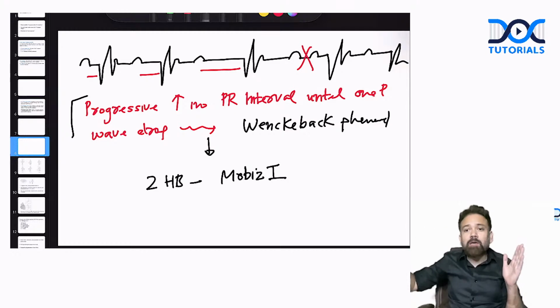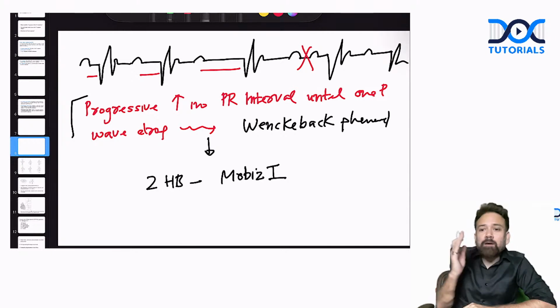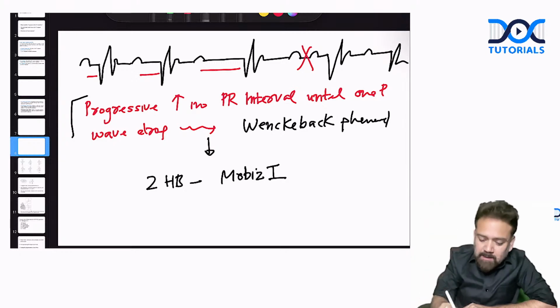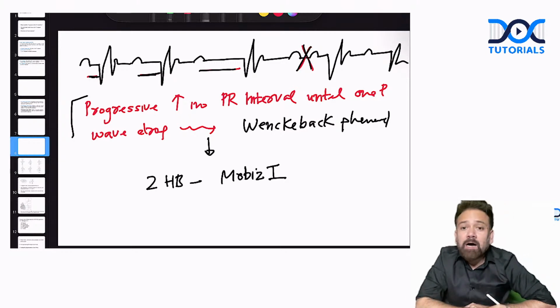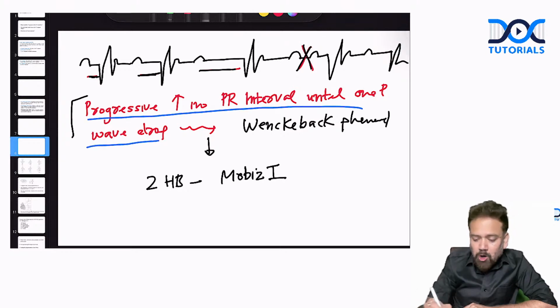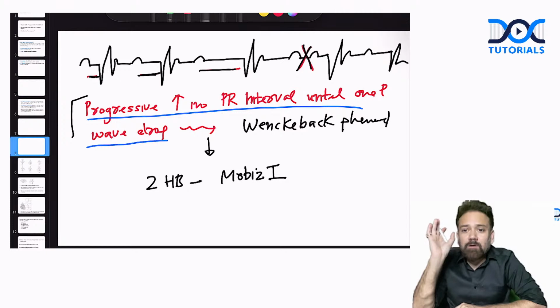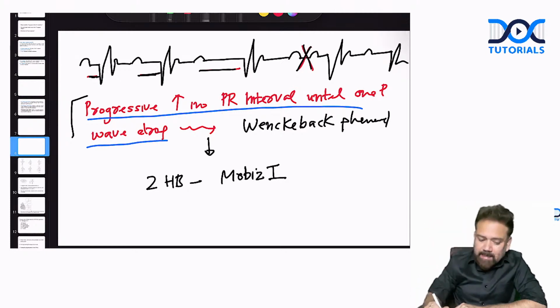PR बढ़ते बढ़ते बढ़ते बढ़ते खत्म हो जाएगा और फिर नया PR शुरू हो जाएगा. Are you getting my point? PR keeps on increasing until one P wave will drop and another PR will start. See, small PR, big PR, bigger PR. Then there is no QRS after this P. So progressive increase in PR interval until one P wave drops is called Wenckebach phenomenon. Every year they will ask you this as a short note or as a clinical case. So this will be found in second degree heart block.